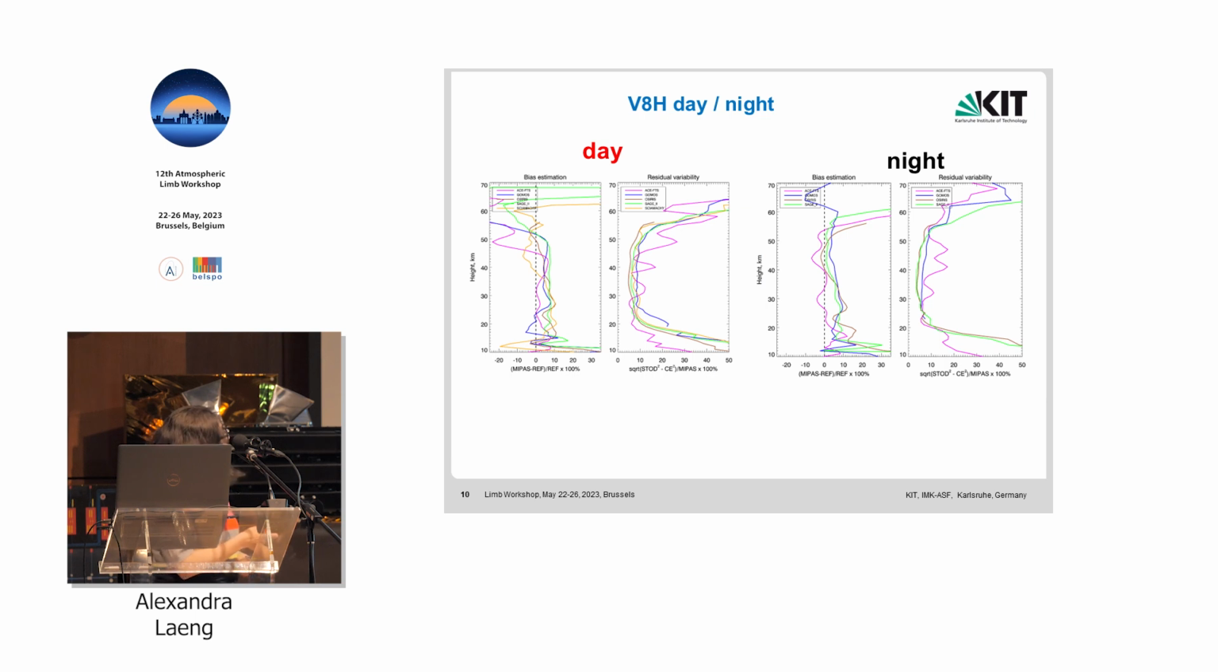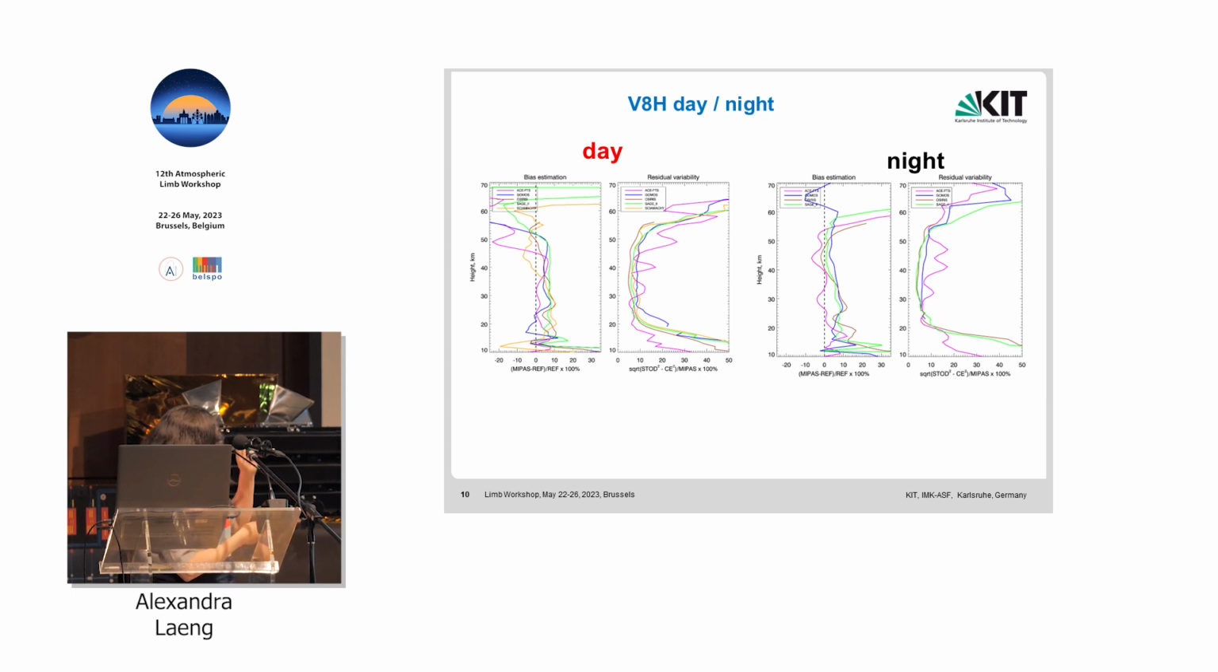So here, for the day-night, we chose two panel plots. On the left you have the bias estimation, and on the right we have what we call the residual variability. So basically, you just take the standard deviation of differences of the matched pairs, and you subtract the combined error of the instruments. And then we report it to the MIPAS and show it in percent. So what is left here, these curves, is a part which can be attributed to so-called natural variability. It is for the day and for the night, for the 5 instruments.